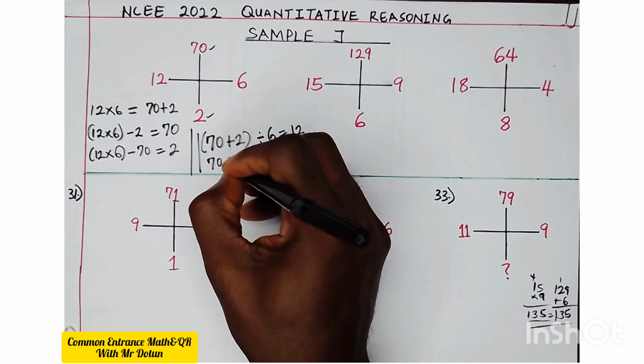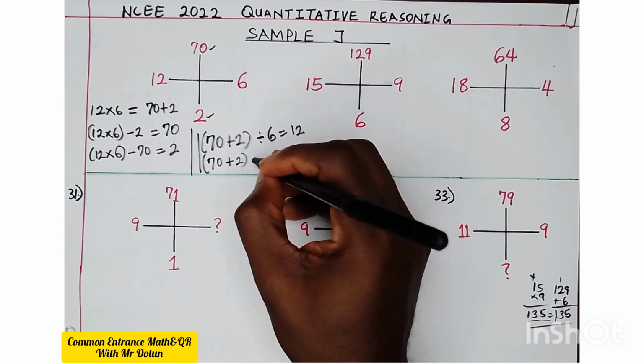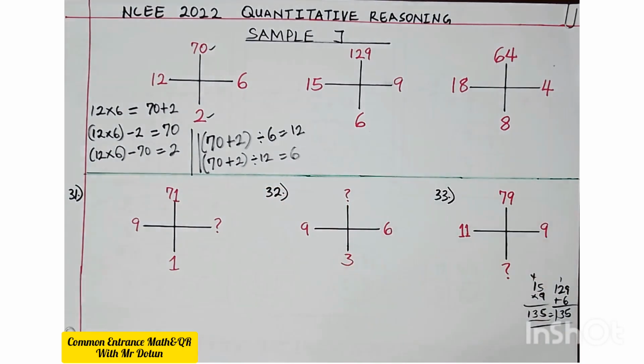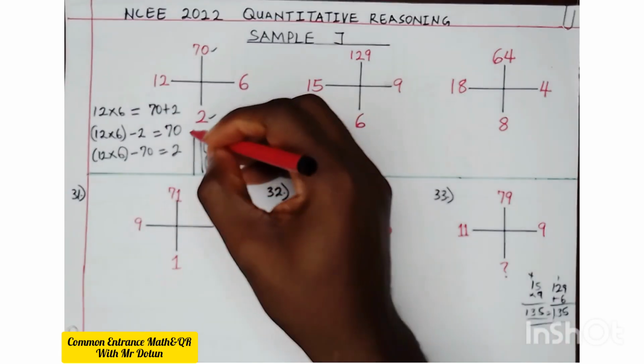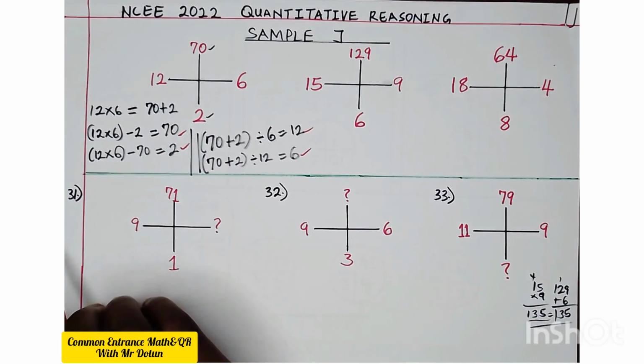70 plus 2 again, divide by 12, and I will have my 6. Okay. Alright, so we have the formula for each part. First, let me go over the analysis again.